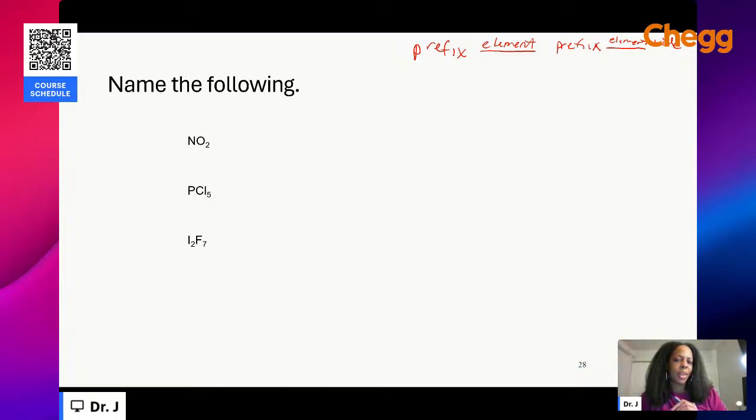Okay. And so we see that we only have one nitrogen. And so the prefix we would want to use is mono, but mono is never used in that first prefix. So we would say nitrogen, just nitrogen first. And then we see we have oxygen, and we have two of them. And so two, the prefix we would use is di.